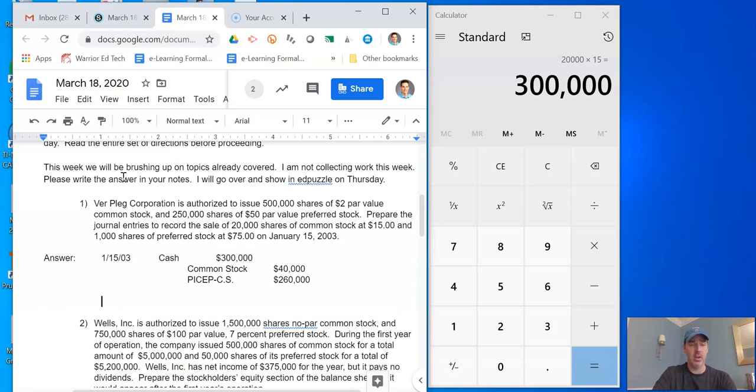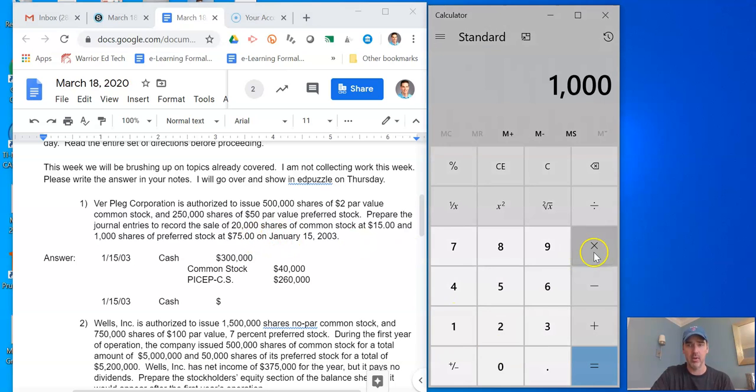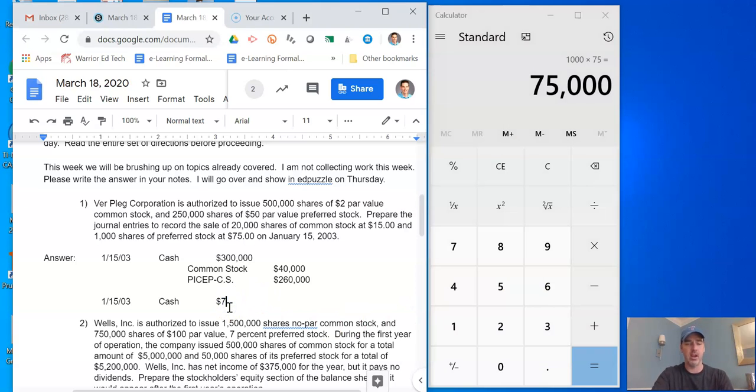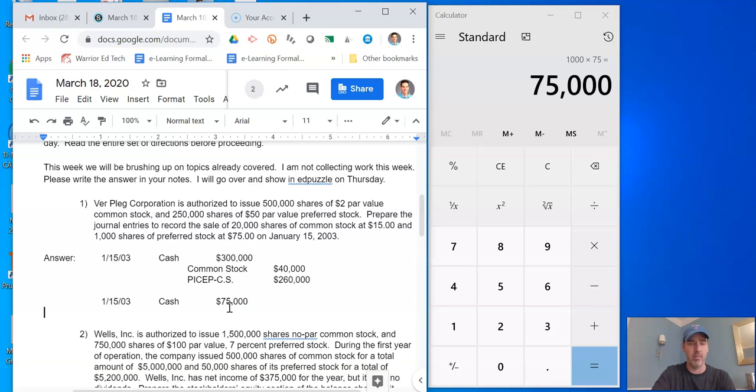And now we have the issuance of the preferred stock for the problem. When we do that, we have to ask ourselves, how much money are we raising here? It looks like we're selling 1,000 shares at $75 a share. I know it's 75,000. Let's just do it on the calculator here. So there we go, we got our 75,000. That's the cash that we're receiving on the sale of our preferred.